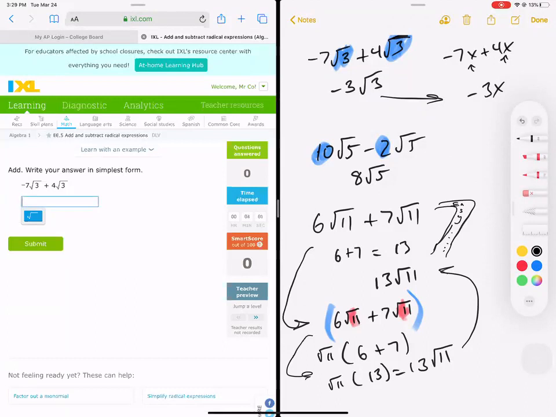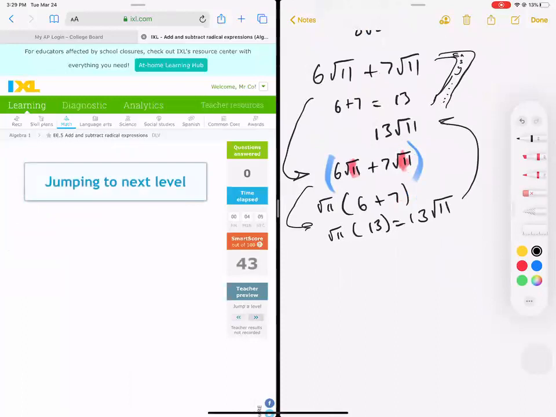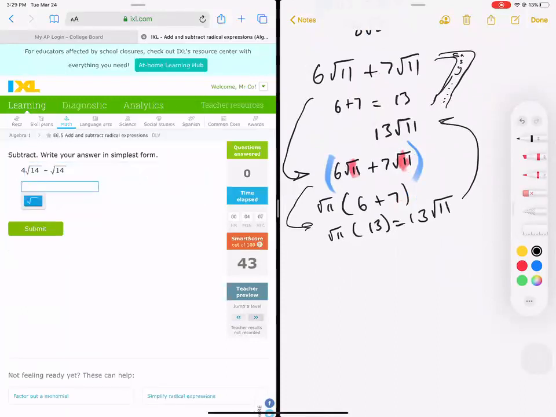Okay. Let's see. Is there another question? Same thing here. Just as a reminder, this is 4 square root of 14 minus square root of 14. You might be saying, well, how do I combine those? Just as a reminder, what is invisible in front of here? That's just an invisible 1. So 4 minus 1 is 3 square root of 14 still.